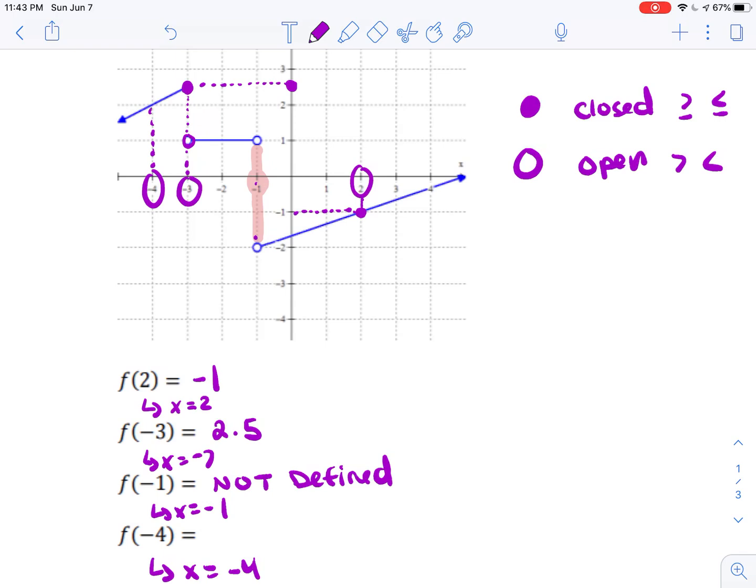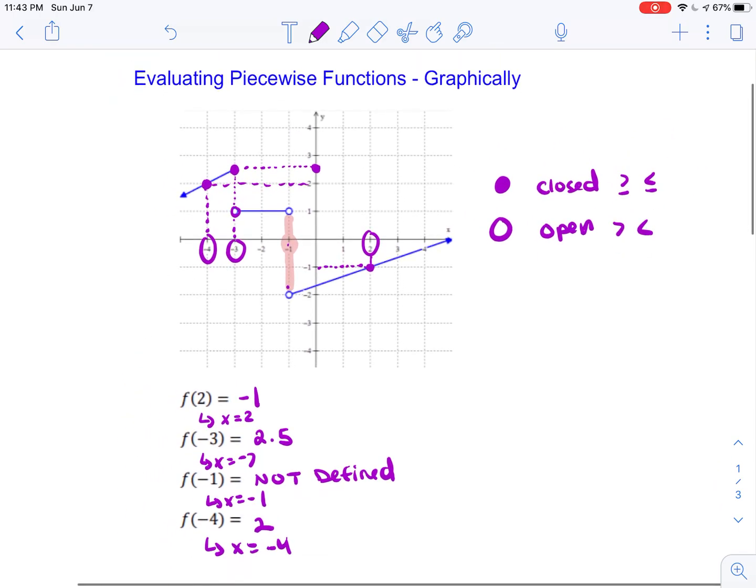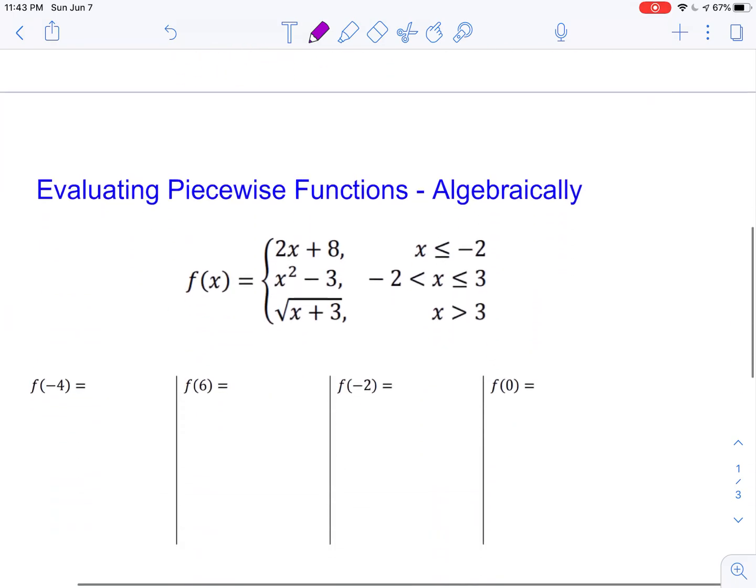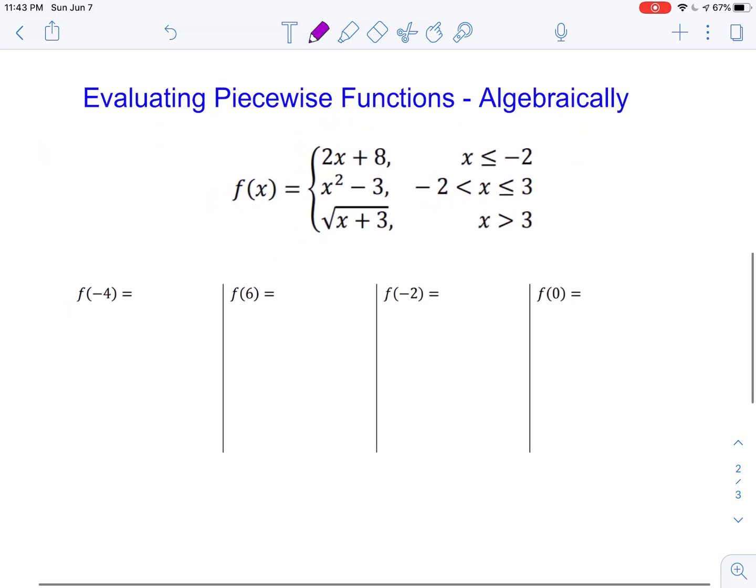And last but not least, what happens when x is equal to -4? That's over here. So we go up to our line. We're looking at this point. So that's 2. Okay, so again, it's still like evaluating other functions on a graph. You just have to be careful of those open and closed circles. Now, we won't always have the graph made for us.